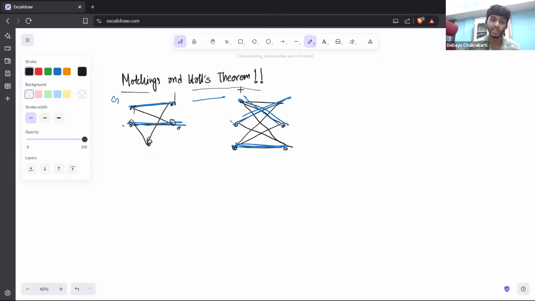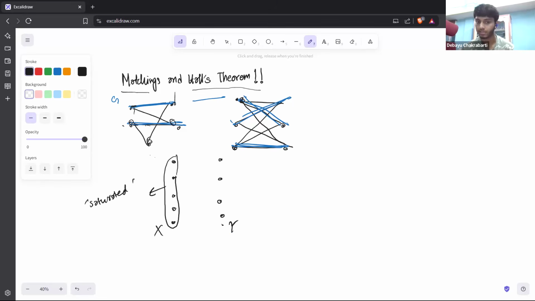To define it slightly more formally, say you have a bipartite graph with X and Y. Essentially, every vertex in X is saturated in a perfect matching. And saturated essentially means that an edge of the matching touches the vertex, right? Is that clear to everyone? Yeah. Okay.